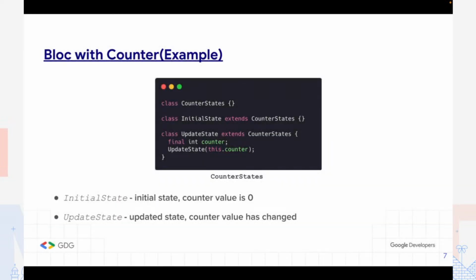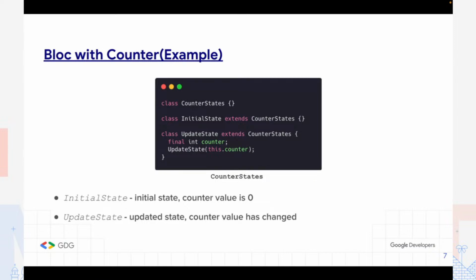Next we have our counter states. Now we're done with the counter event. So for every event there will be a particular state, one or more states, right? So these are our states. We will only have two states because obviously when the app is open, the counter value will be 0. That's the initial counter value.